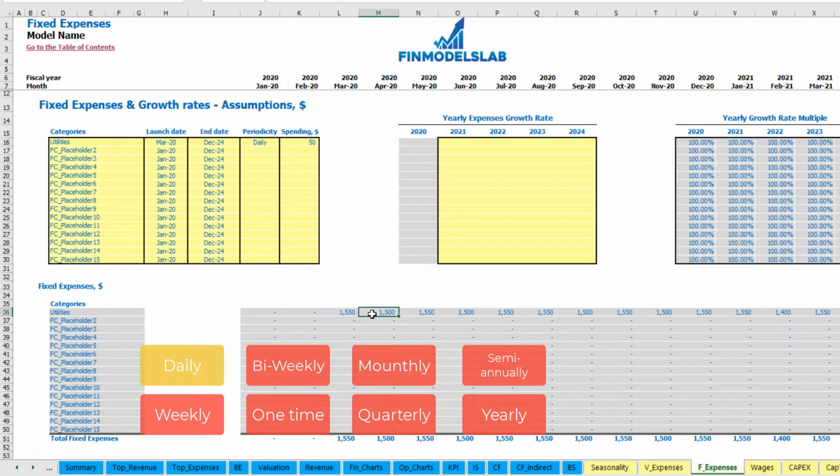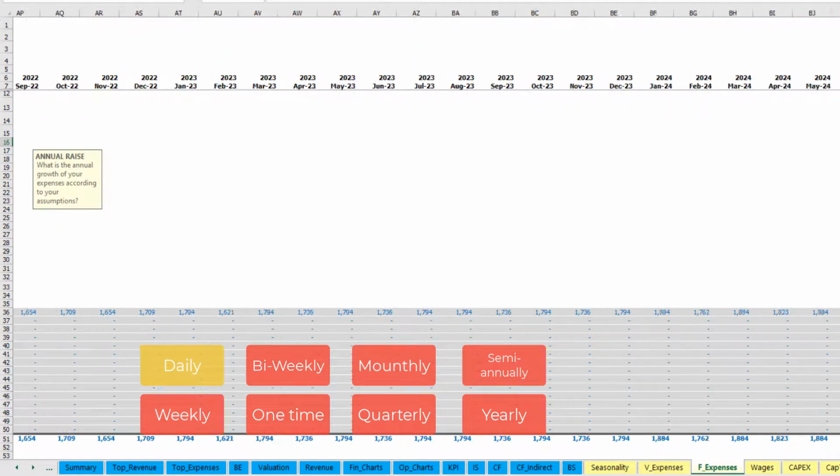It is calculated based on the count of days within this month. So obviously in March 20 you have 31 days. That's why you will have 1,550. In April you have 30 days, this means this will be $1,500. Also, you have the ability to input some growth rate year over year. Once you input this growth rate, you will see that your utilities will grow year over year.